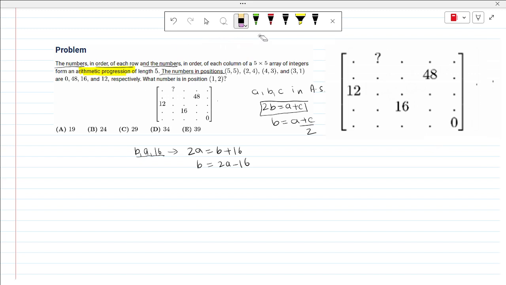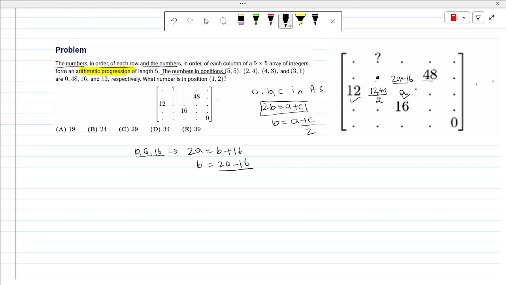I hope it is clear. If we take this number as A, this will become 2A minus 16. Now using these, these will also form an arithmetic sequence. So this will become the arithmetic mean, 12 plus A over 2. Now we can also, using this and this, find this number, and we can jump to this number with a similar method.